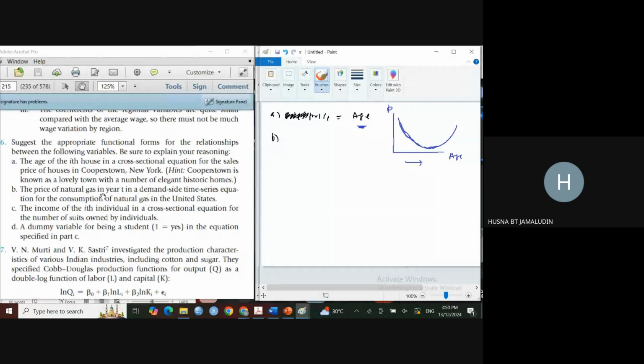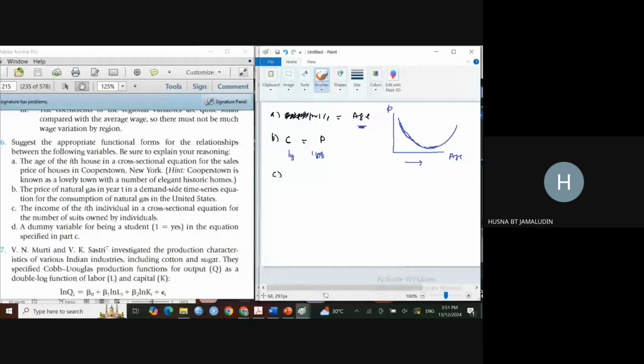Time series equation for the consumption of natural gas. So you have a consumption of natural gas, and the price. But because we are talking about time series, for time series we're going to use log. Okay, a double log.